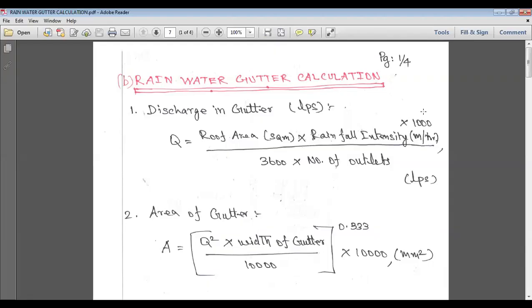Width of the gutter, depth of the gutter, and the length of the gutter. The length you can see in the plan; in the plan, how much length you want, that you can put. Number of outlets, 1, 2 or 3, whatever you have considered, that is the input you give to the civil department. That's all. That is your work.